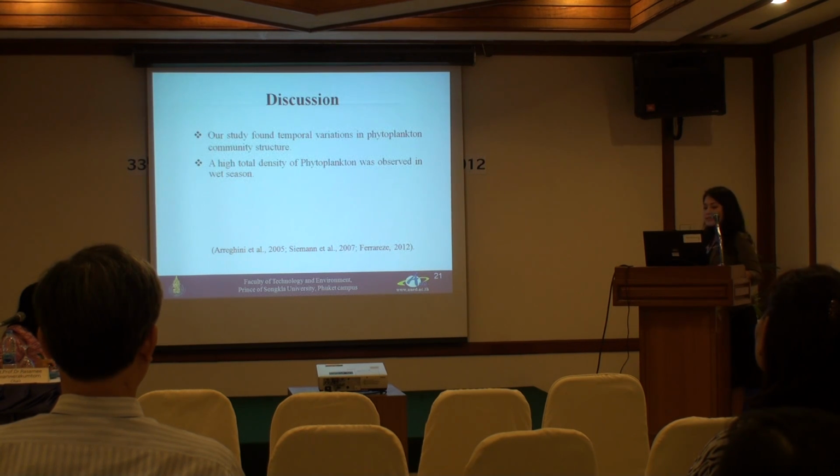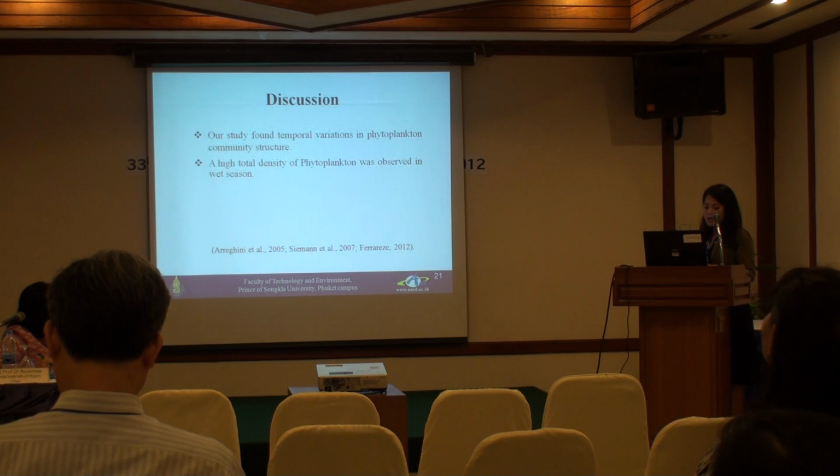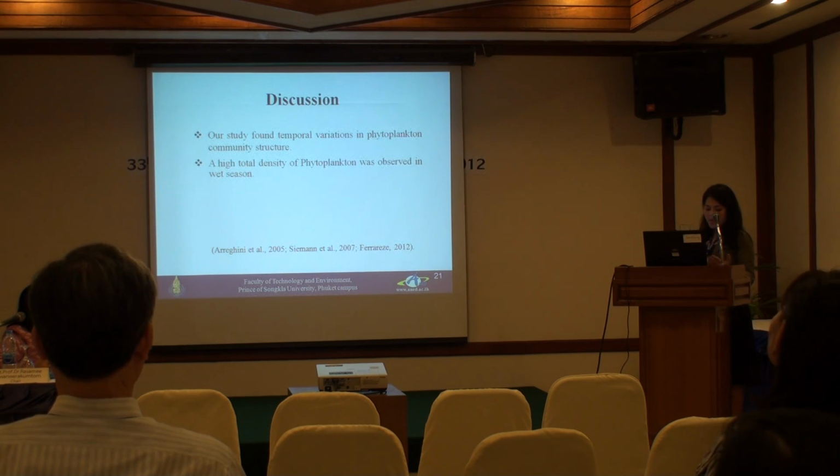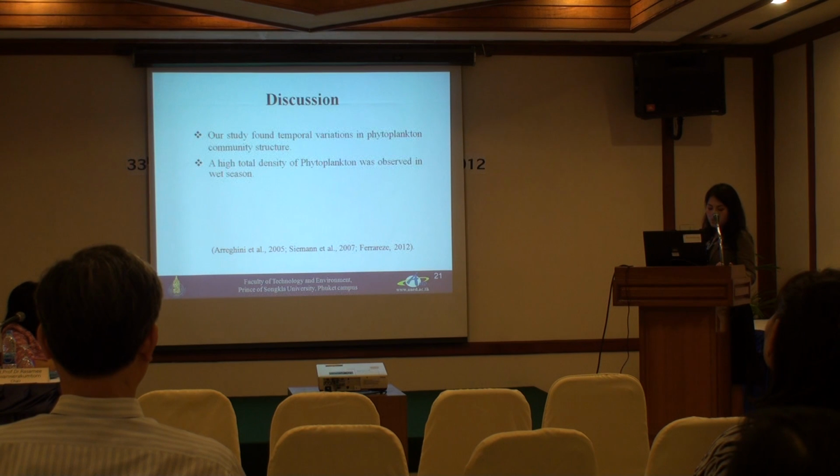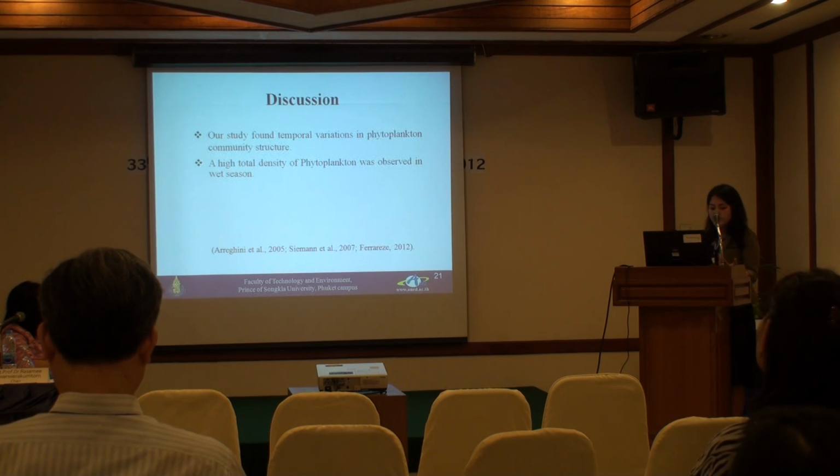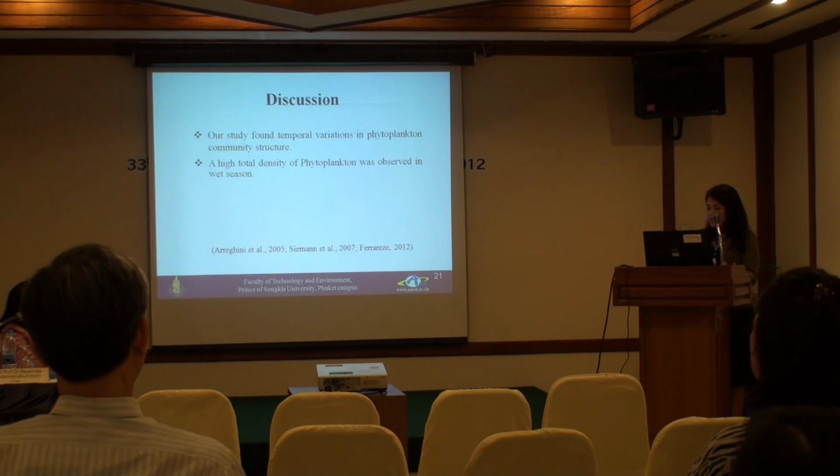Our study found temporal variation in phytoplankton community structure. Generally, one of the main factors influencing phytoplankton abundance and distribution is the availability of nutrients in tropical reservoirs. The results show a high total density of phytoplankton was observed in the wet season. After a rainfall event, nutrient load will increase in high flow conditions through the land use and cover area and discharge to the water bodies.